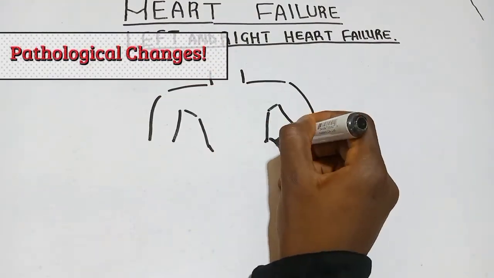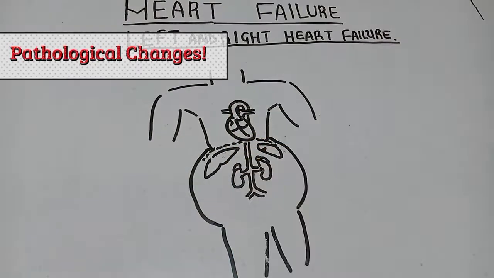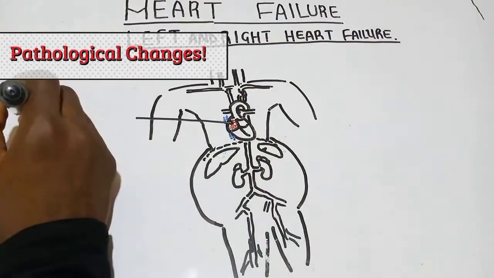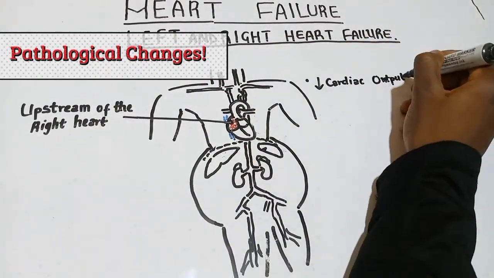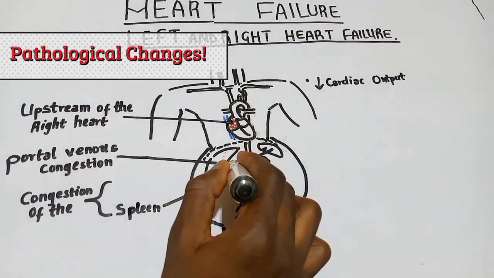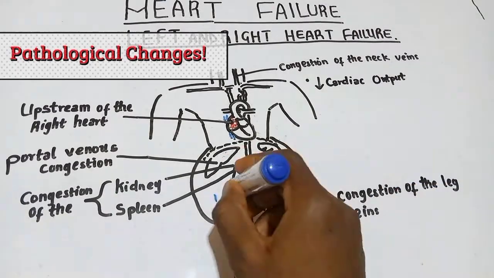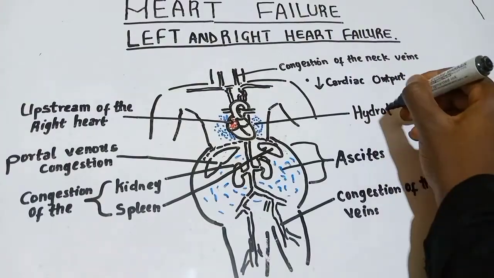Pathological changes in right-sided heart failure. Here there is reduced outflow from the right part of the heart, making the veins and the organs they drain from to become congested. So there is an upstream of the right heart. There is portal venous congestion. There is congestion of the kidney and the spleen. The veins of the neck and the leg are also congested. Hydrothorax and ascites may also be present.